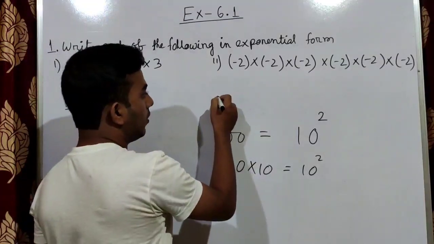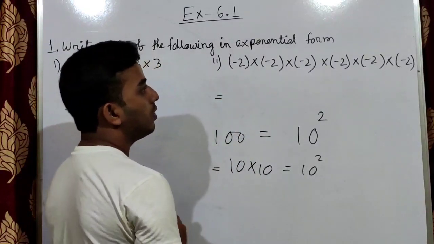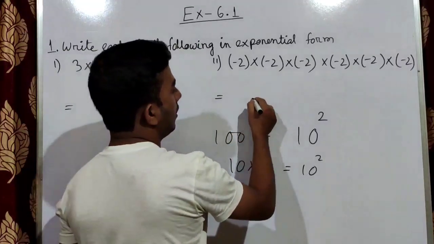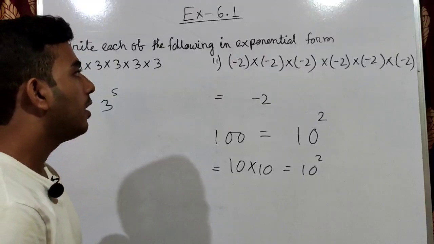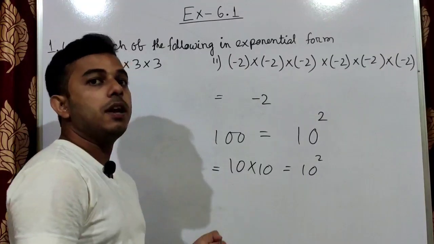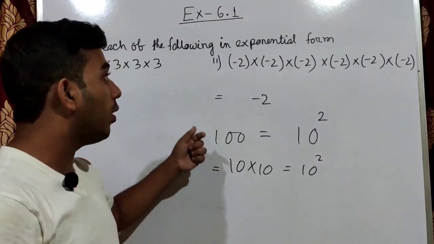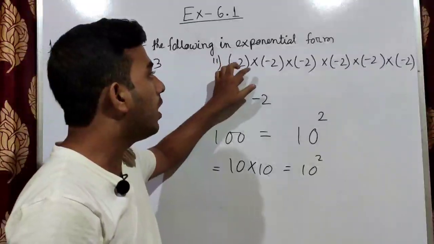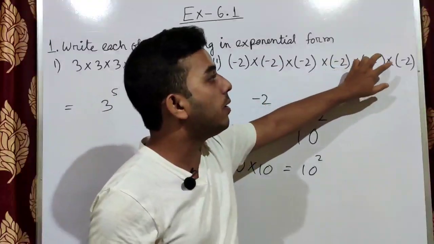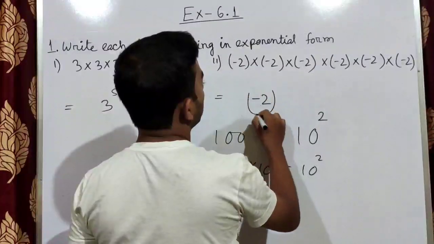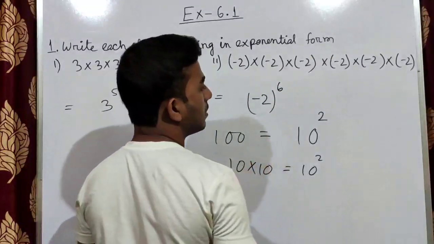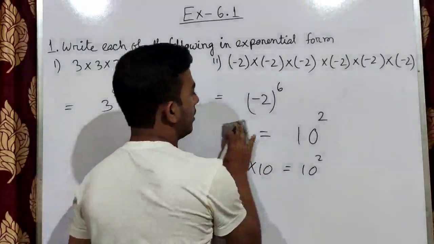Now let's move to our second one. Here minus 2. So first of all we will write the given number, right? That means the number about which we are talking. Now how many times it is multiplied? 1, 2, 3, 4, 5, 6. So it will be minus 2 to the power 6. Clear? Okay.